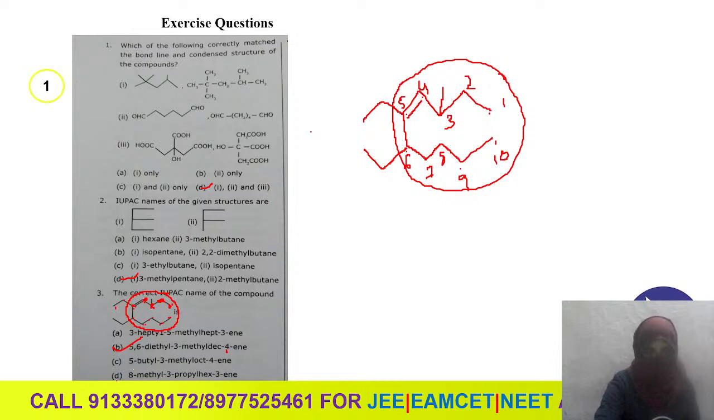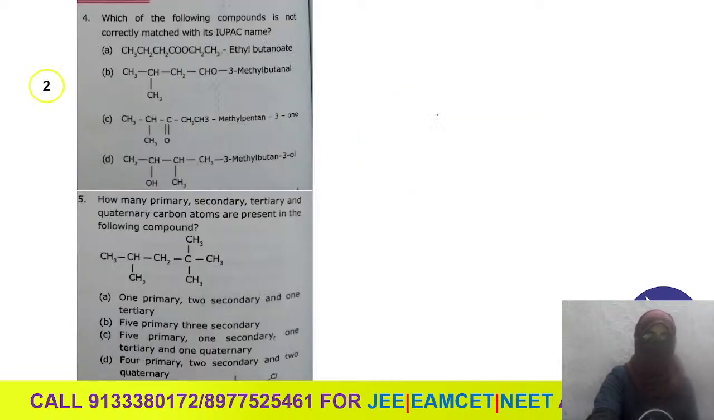Yes, you will find it written as 5,6-dimethyl. At the 5th and 6th positions, there are two carbon chains, and the third methyl is there. The answer is going to be B for this. Let us go back and go to the fourth one.